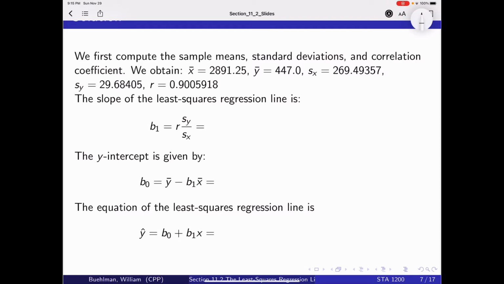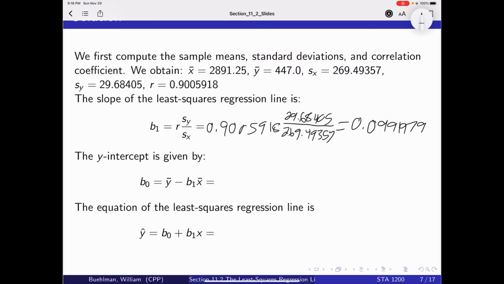The slope of the least squares regression line is B1, which is equal to the correlation coefficient times the standard deviation of Y divided by the standard deviation of X, which gives us 0.9005918 times the sample standard deviation of Y, which was 29.68405, divided by the sample standard deviation of X, which is 269.49357, which equals 0.09919796. So that is B1, the slope of the least squares regression line.